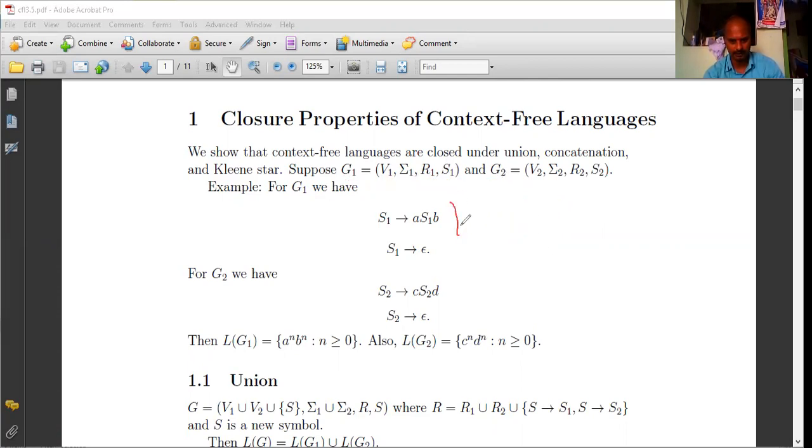This is the G1 grammar and this is the G2 grammar. Here observe this. Grammar G1 is generating the language a power n, b power n, and the grammar G2 is generating the language c power n, d power n.